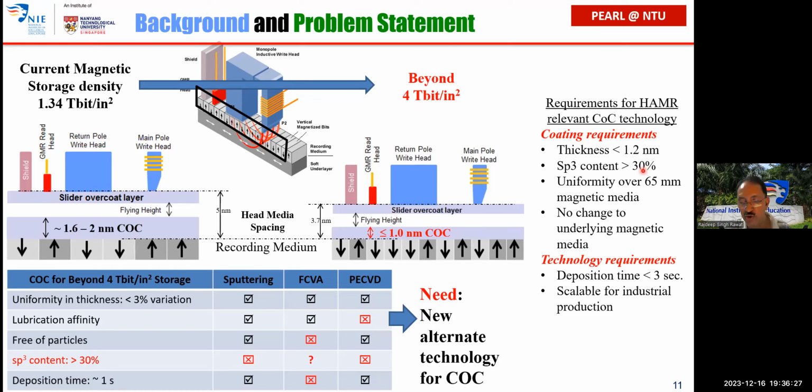So these are two requirements. Also, you have to have the coating uniform over a 65 millimeter platter of the magnetic hard disk. The coating technologies that were available at that time, none of them were able to provide a high sp3 content coating. The typical coatings used by industries are basically PECVD based, filtered cathodic vacuum arc, a technology developed by the Nanofilm company from NTU Singapore itself, and magnetron sputtering.